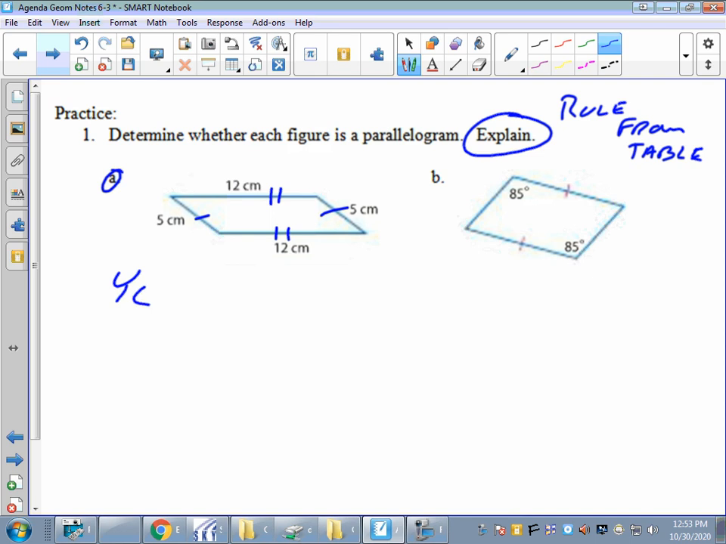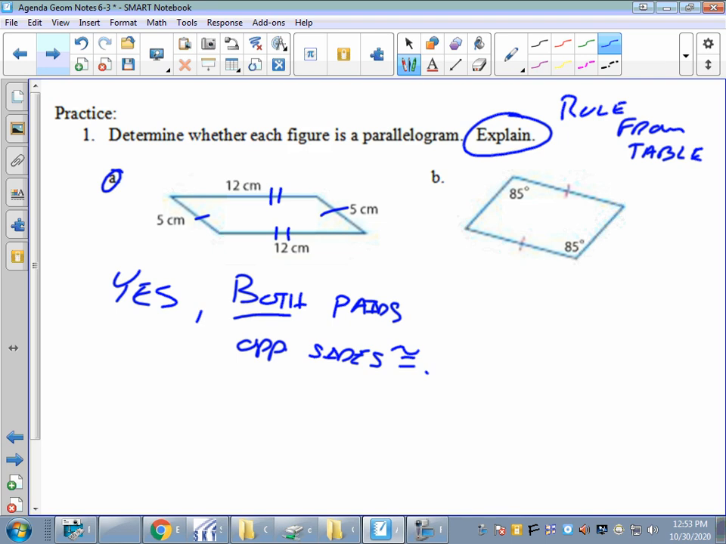So we see that opposite sides are congruent. So I would say yes, that's enough because it says both. We have both pairs of sides. Opposite sides are congruent. Okay, both pairs are congruent.